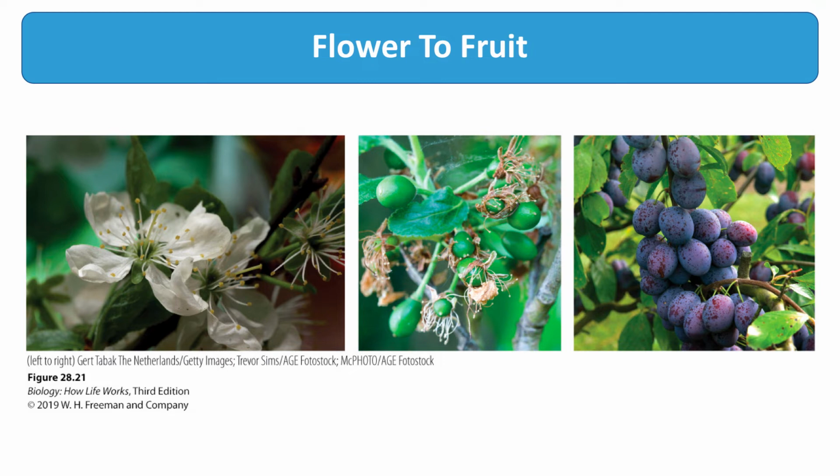On the left, we have the full flower. Then in the middle, we have the immature green fruit. You can still see some of the remnants of the flower hanging on to the fruit, particularly the stamens. Then, in the right-hand photo, we have the mature fruit.